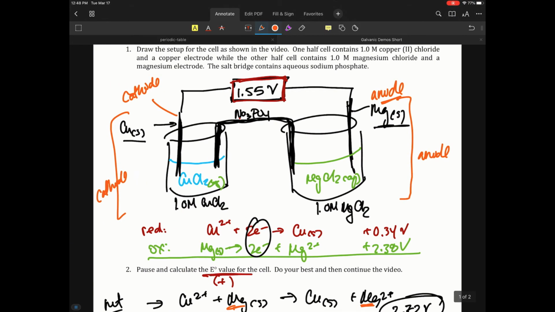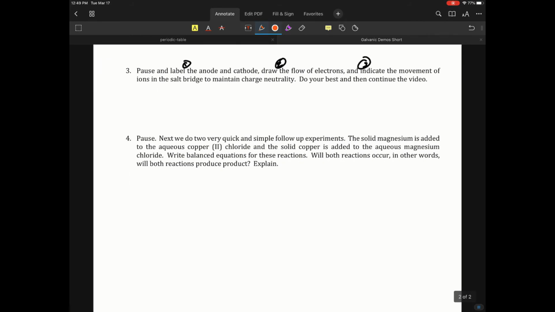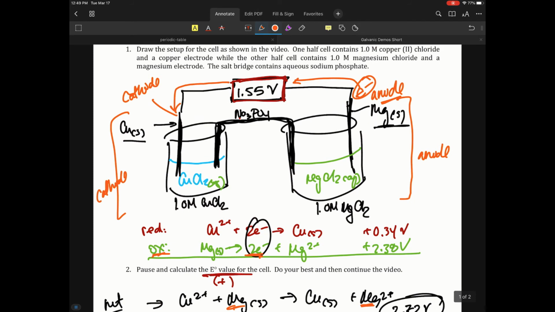What else did we have to label? The flow of electrons. So if this is my anode where oxidation occurs, oxidation being the place where we produce electrons, that means electrons are produced here, which then means it makes sense that they flow through here, so that they can be used for that reduction step that happens there. Does that make sense? So wherever we make the electrons, they flow through to the other side where they can do that reduction step.